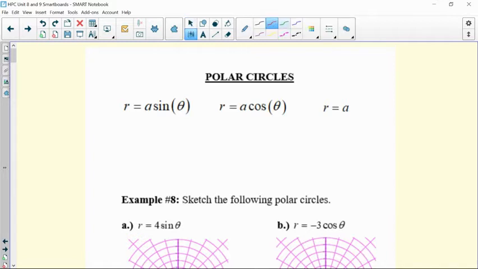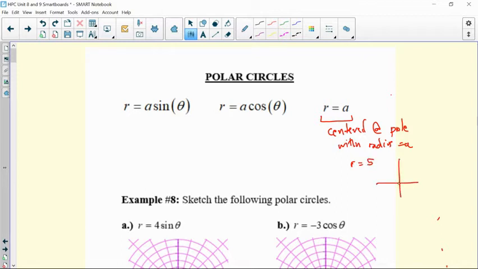So one circle equation we've already seen, this one right here. This would be centered at the origin, or the pole, with a radius equal to a. If we just said r equals 5, you'd have a circle centered at the pole with a radius of 5 units. And really that comes from the Pythagorean theorem, x squared plus y squared equals r squared, when we did our translation. The other two are a sine theta and a cosine theta.